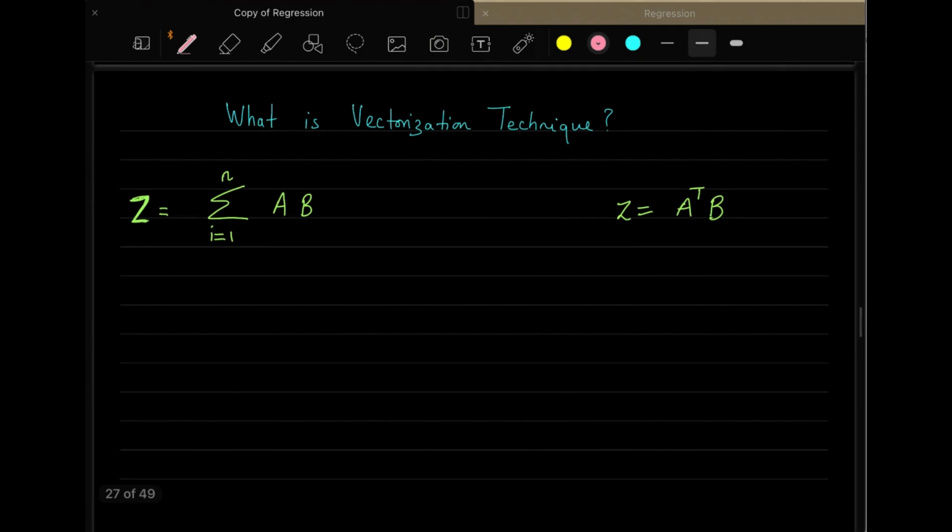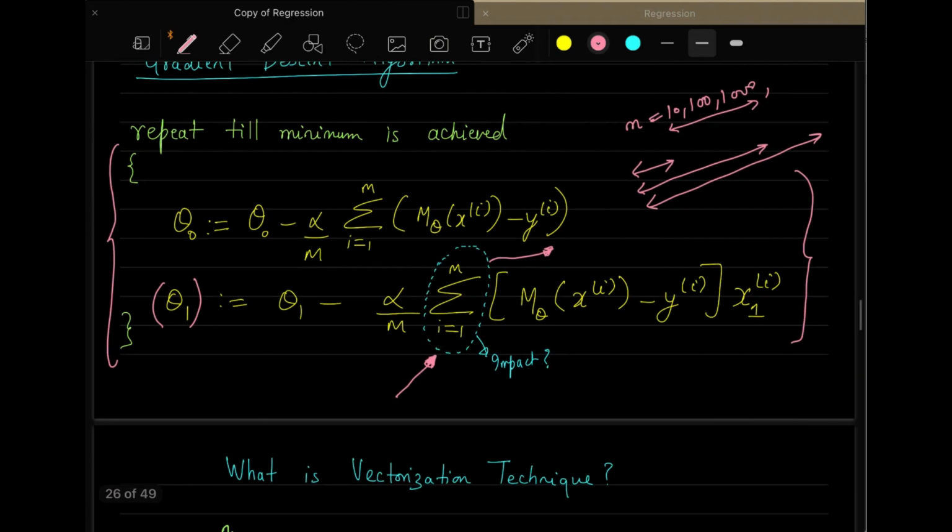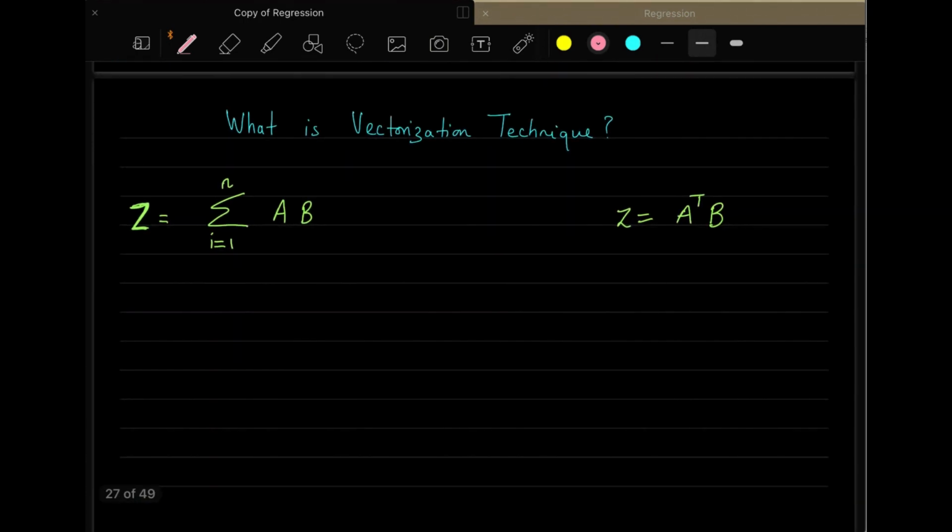So this is the vectorization technique. What we are trying to do is remove this summation sign which is over here, which slows down the updating of theta 0 and theta 1. So what is the vectorization technique? Let us say you have a vector A which is 3D, 1 2 3. It has three components, and then we have B, which is, let us say, 4 5 and 6.